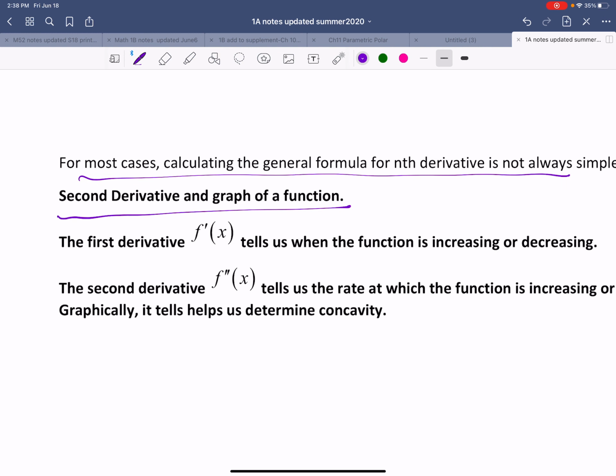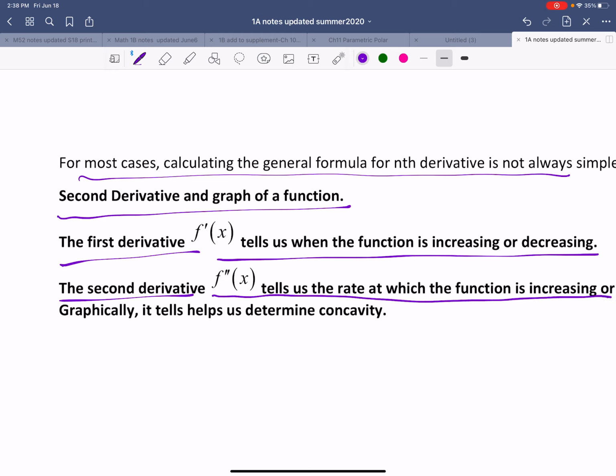Second derivative and the graph of function. The first derivative gives us the rate of change of original function. First derivative tells us at what rate is the original function increasing or decreasing, and the second derivative tells us the rate of change of the derivative function. At what rate is the derivative increasing or decreasing?